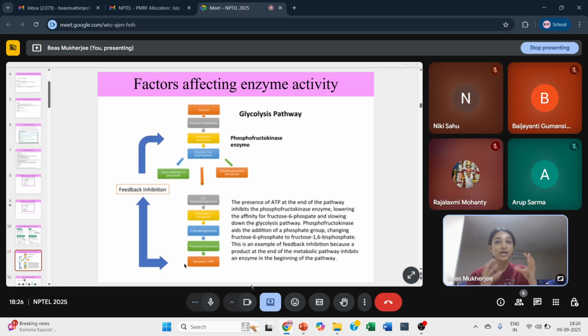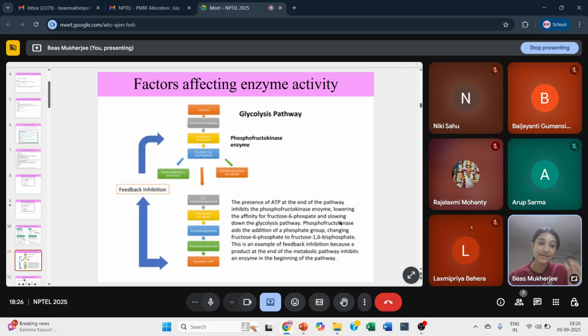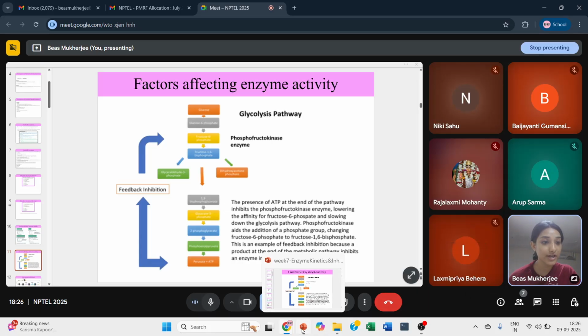Similarly, let's say that glycolysis is happening. If too much of the product has already been formed, now the product means ATP. So let's say too much ATP has been formed. Then the ATP and the other products inhibit the enzymes from functioning so that excess of the products don't get generated. Right, so the presence of ATP at the end of the pathway inhibits phosphofructokinase enzyme, lowering the affinity for fructose 6 phosphate and therefore slowing down the glycolysis process. This is how product inhibition is making sure that excess of the products are not formed during an enzyme reaction.